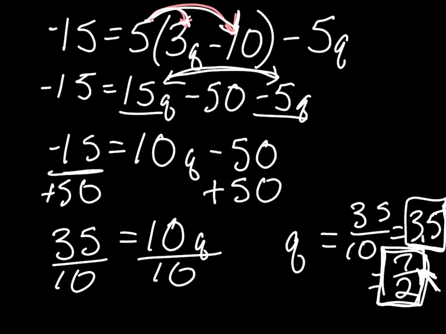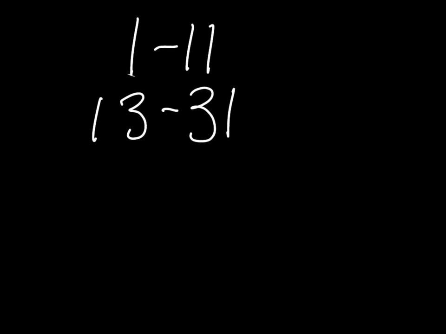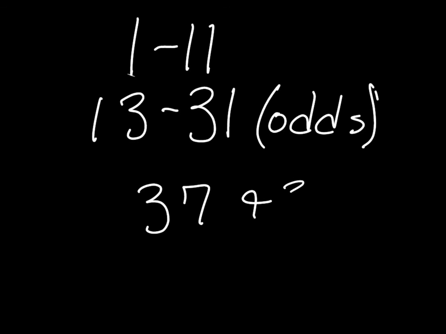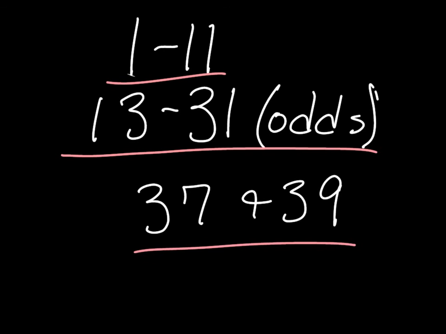Solving multi-step equations. On the homework, you're going to do 1 through 11. You're going to do 13 through 31, just the odds. And then I want you to do 37 and 39. So not a whole bunch of stuff. If you need some more work before the quiz next Friday, just come up to me and ask me. I will gladly give you tons of extra problems that will help you.